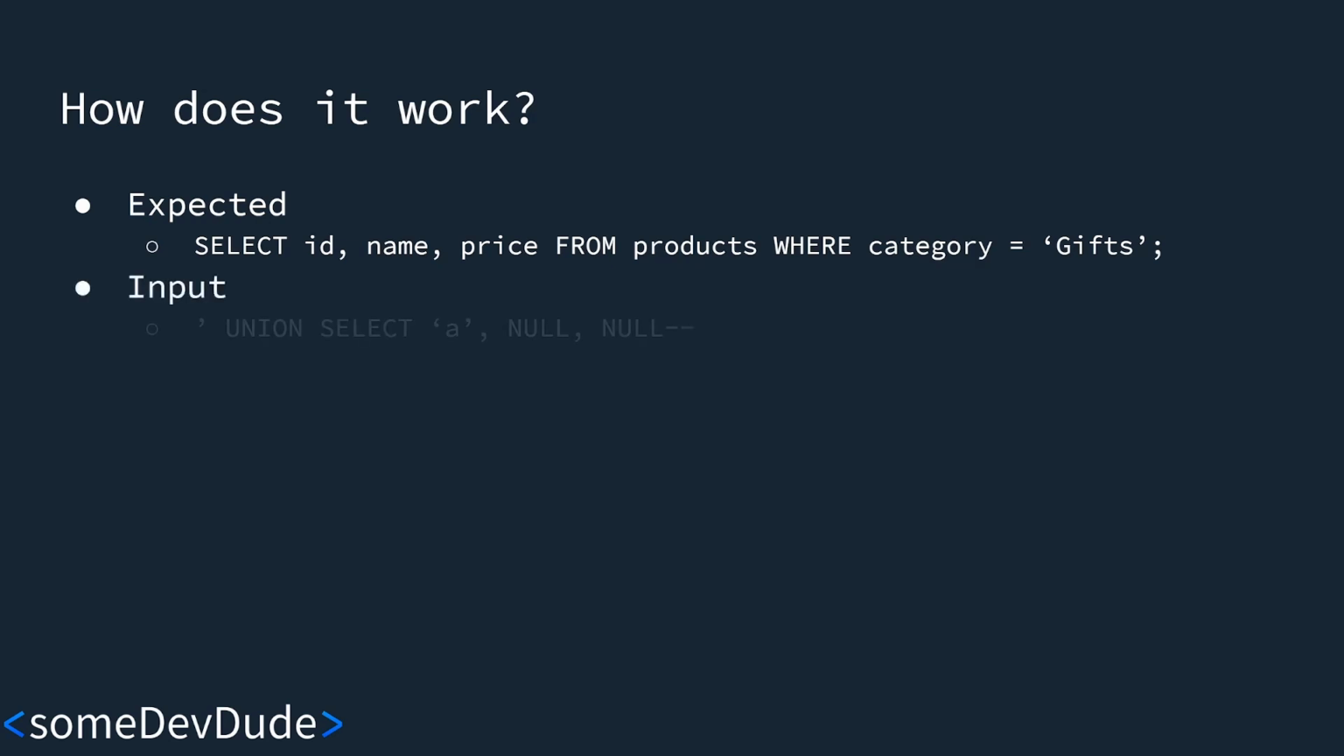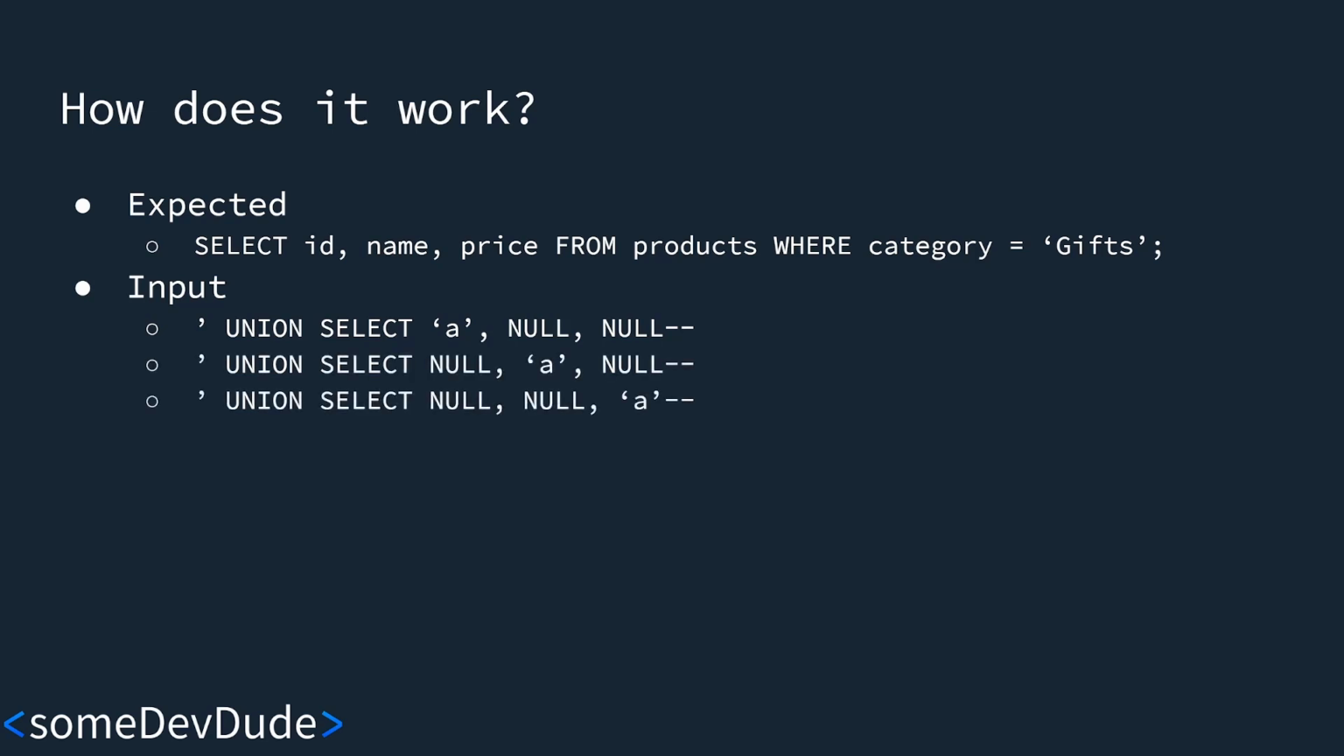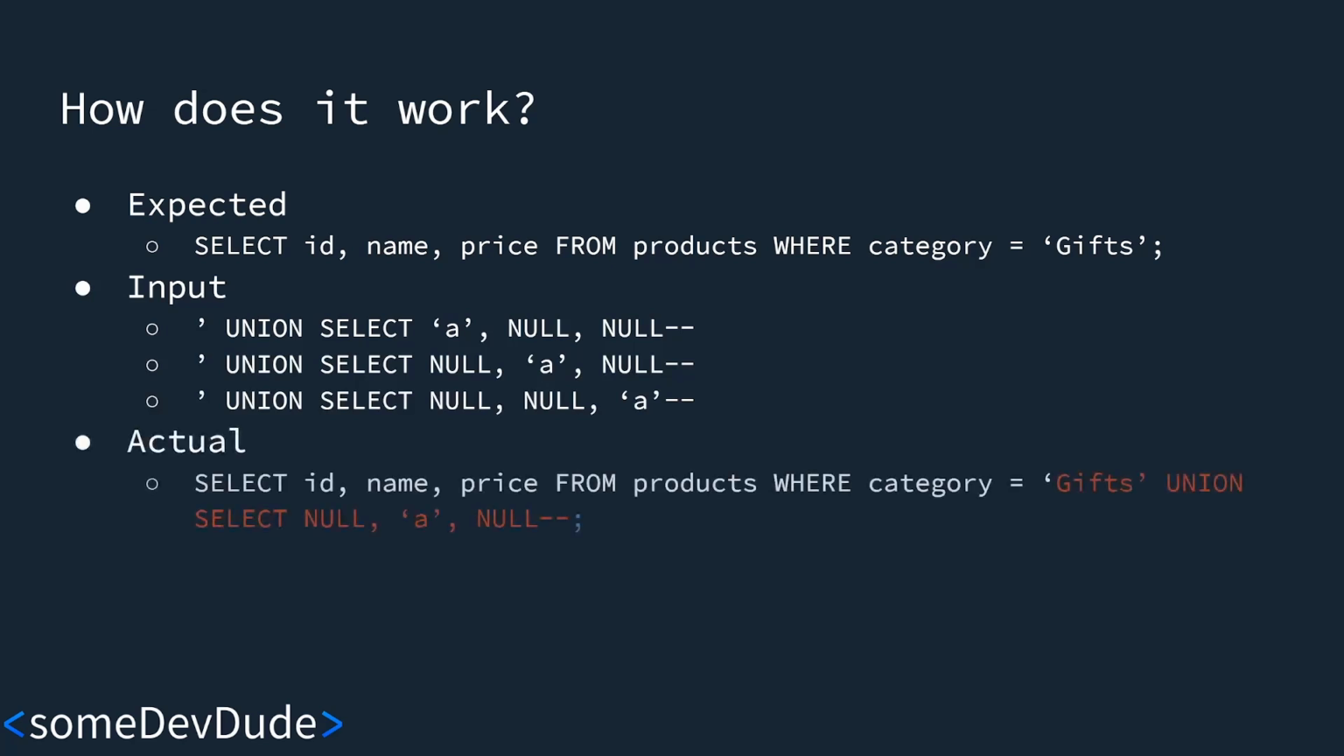So we input the following. We tried union select A, null, null, and then we moved the A down, and finally into the final position. Again, this is after we determined the number of columns returned in the first query. This changes the result. We did select ID, name, price from products where category equals gifts, but we also added our own SQL code: the union, then select null, A, null, and dash dash to ignore the rest of the query.